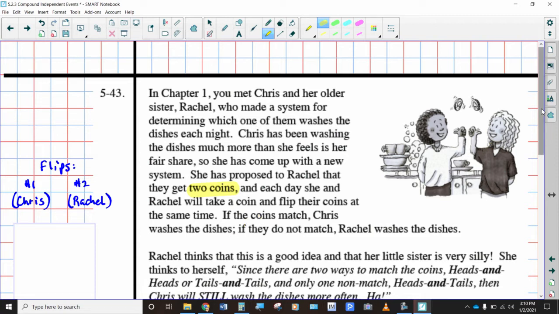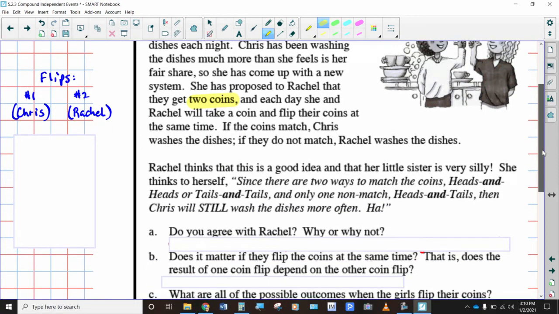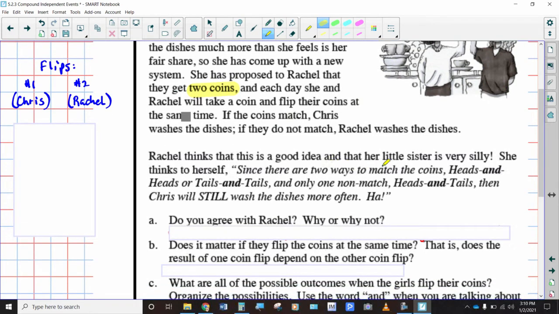Rachel thinks this is a great idea and that her little sister is being very silly. She thinks to herself, since there are 2 ways to match coins, either getting heads and heads or getting tails and tails, but there's only one non-match way where you would just get a heads and a tails, then Chris will still end up doing the dishes more often. Ha, ha, ha. So, do you agree with Rachel? Does it seem like Rachel is making sense, or is Chris correct? And this really is a more fair way of determining who will wash the dishes. I guess that's an opinion piece on your part, but I'll kind of share what I was thinking here.